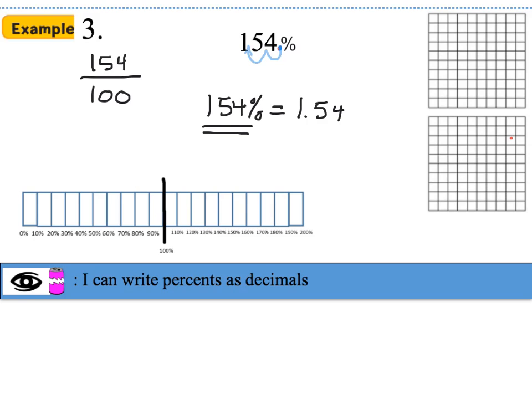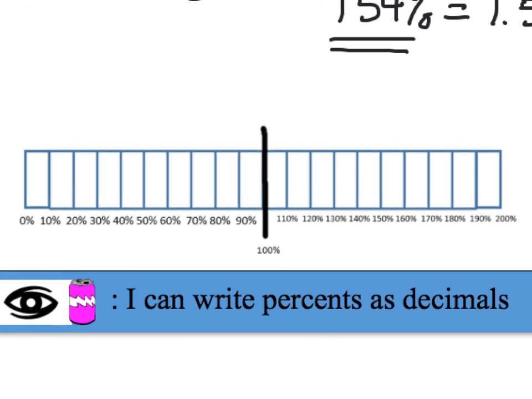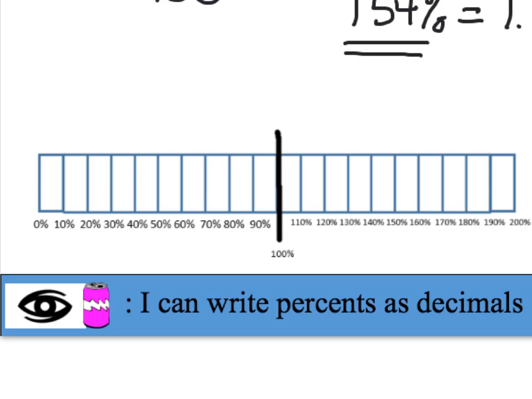Once again, I need 2 of these 10 by 10 boxes because I'm going over 100%. So this is 100%, and this is 154%. So now let's zoom in on the tape diagram so we can see what 154% looks like on this. I know that the value of 0% is worth 0. I know that the value of 100% is worth 1 whole.